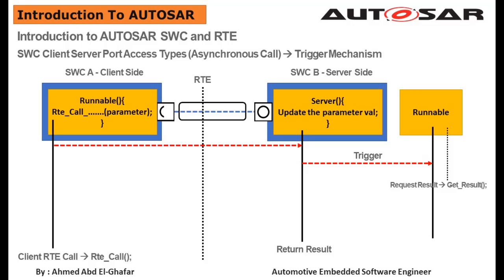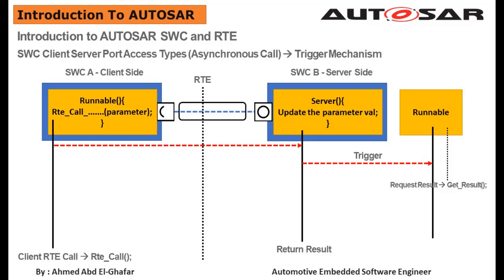From your embedded system knowledge, if you configure a timer to work, it will generate a timer interrupt flag and trigger the interrupt service routine to perform a particular action. This is the same here. The client side at the software component A used the RTE call. Now the server notices that the client triggered it.